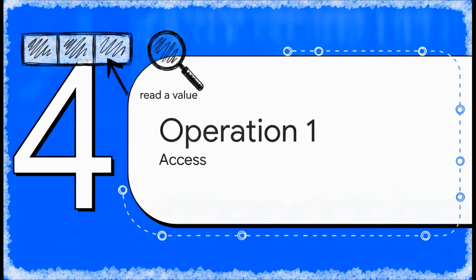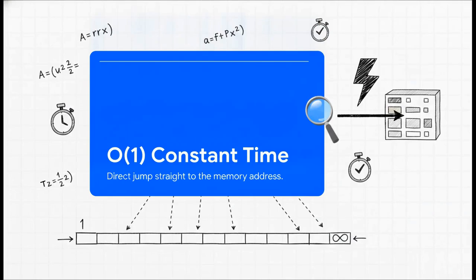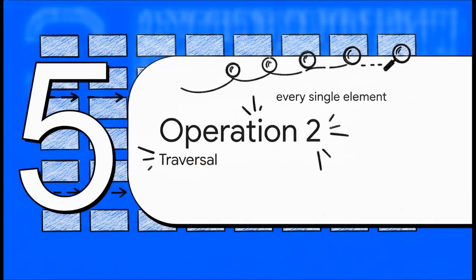Moving on to operation 1, access. Because of that clever little mathematical formula we just looked at, accessing data is what we call an O of 1 operation in Big O notation. O of 1 just means constant time. It means it takes the exact same amount of speed and effort to access an element whether your array has 5 items or 5 million items. The computer simply does one tiny math problem and makes a direct jump straight to the memory address. Boom, instant.